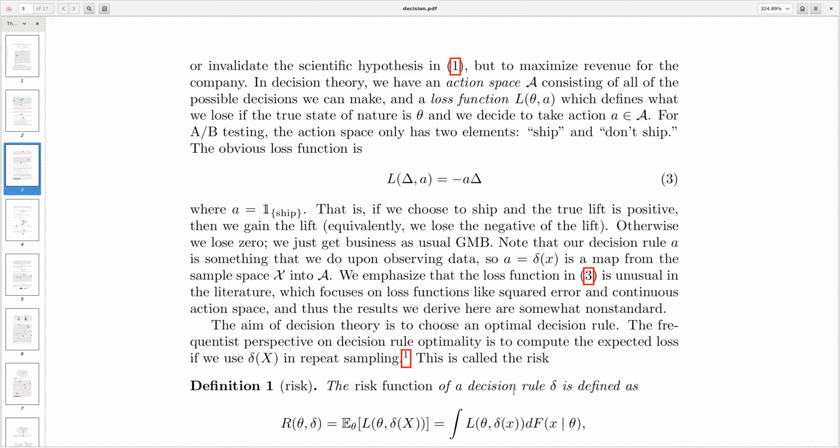Note that our decision rule A is something that we do upon observing data. So A equals delta of x is a map from the sample space into action. We emphasize that the loss function is unusual in the literature, which focuses on loss functions like squared error and continuous action spaces, and thus the results we derive here are somewhat non-standard. Well, this is interesting.